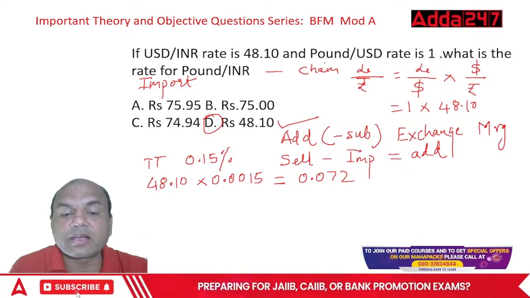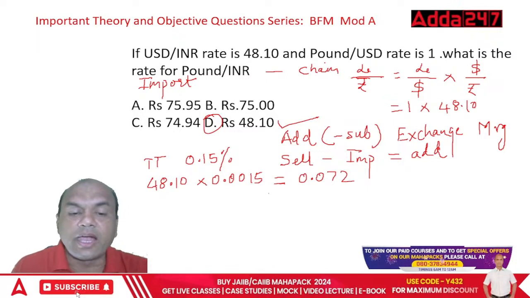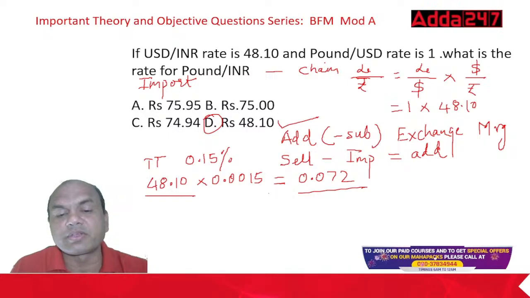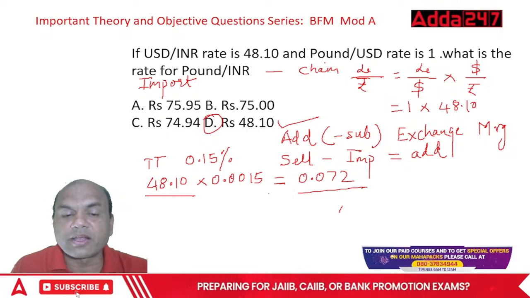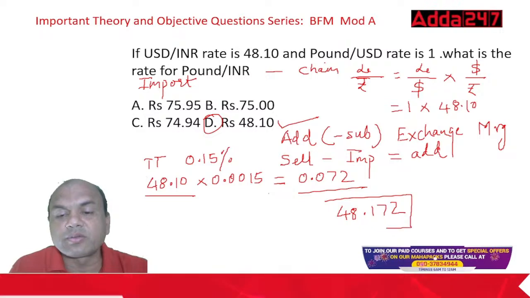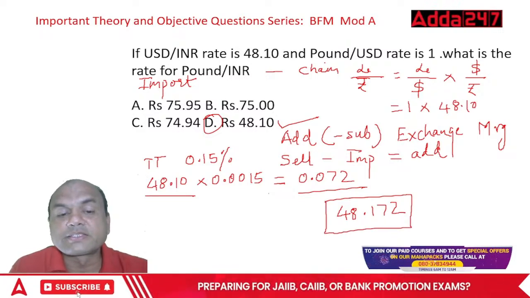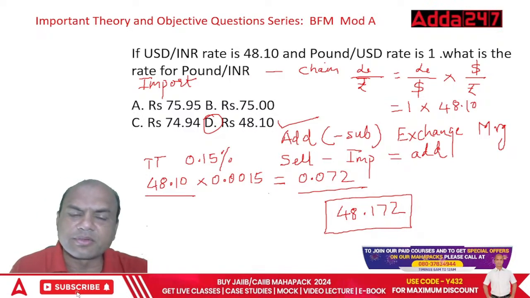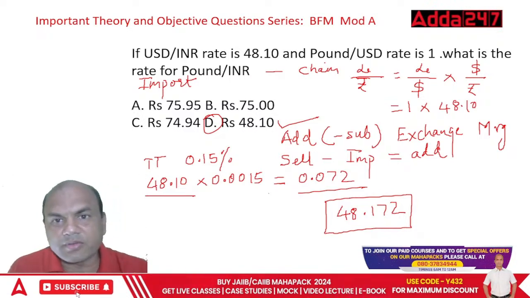So what will be the final rate? It will be 48.10 plus 48.072. Add this, everyone. The answer you will get is 48.1172. This is the final answer you will get if the exchange margin is given. If not given, then 48.10. That's simple. Okay. Clear, everyone?